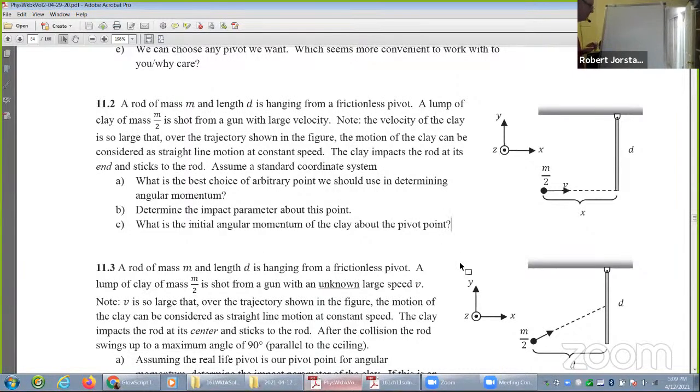Okay, I'm going to draw this one up. Give me a second. You can read it and try and work it out.